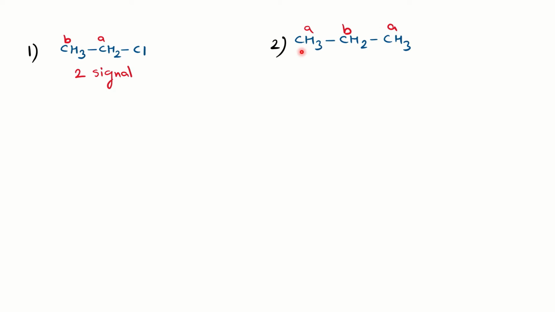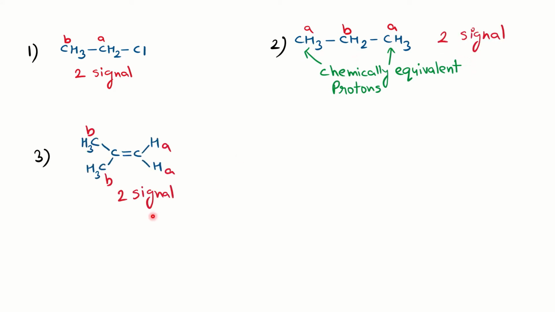In this problem you have 3 different sets of protons. We'll see whether these 2 methyls are chemically equivalent or non-equivalent. As you can notice, both are in the environment of CH2, so the 2 are chemically equivalent and will give you the same signal. And so total 2 signals, one for the 2 methyl groups and the other for CH2.